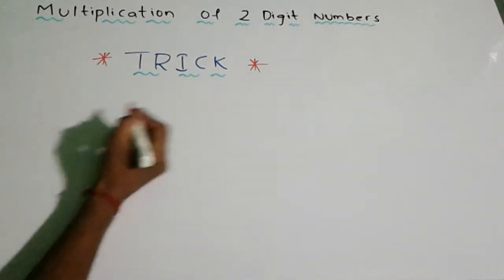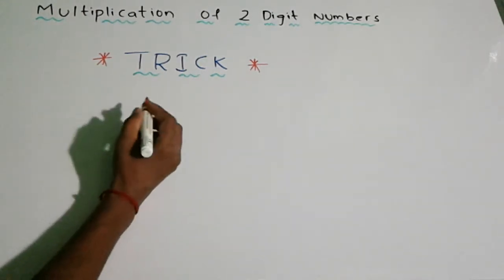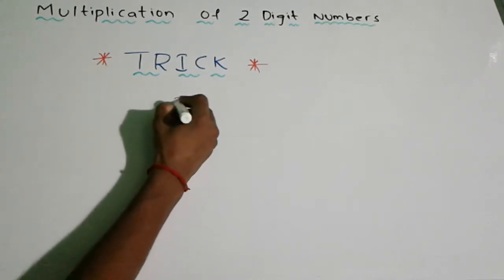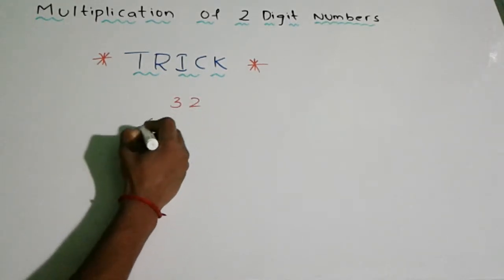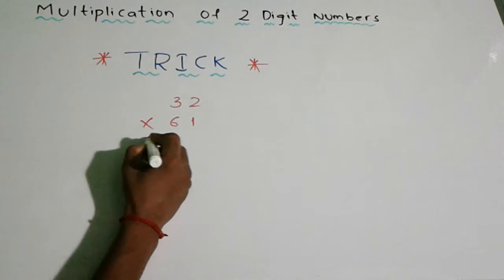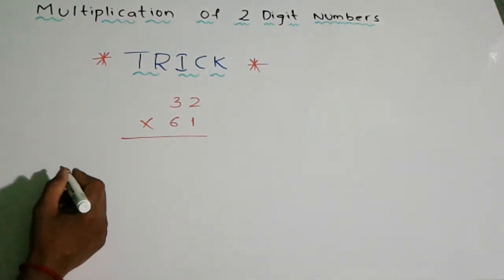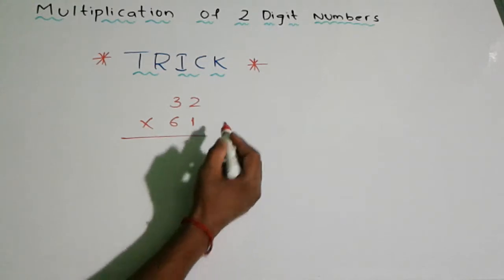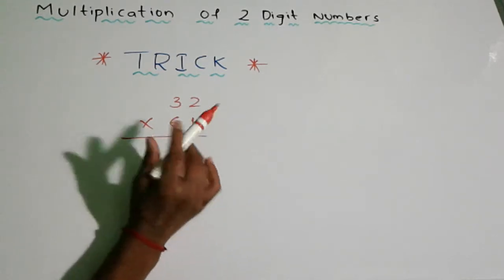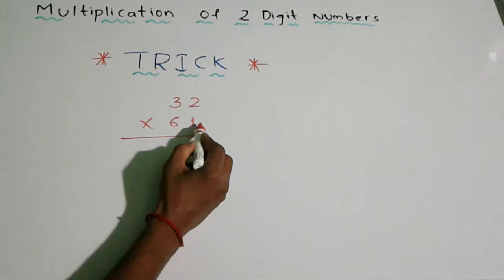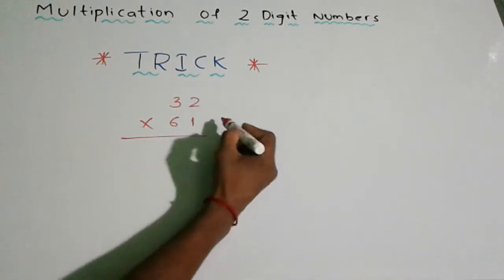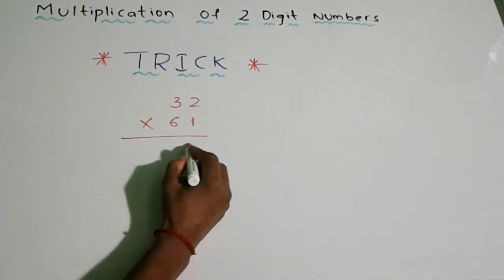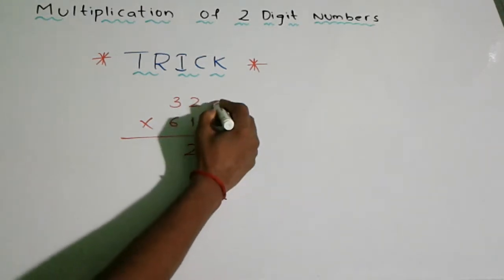I'm considering two-digit numbers, say 32 multiplied with 61. To do this, we have to multiply the ones positions of the two numbers. That is this 1 and 2. 1 2s are 2, right? So you have to multiply in this way.